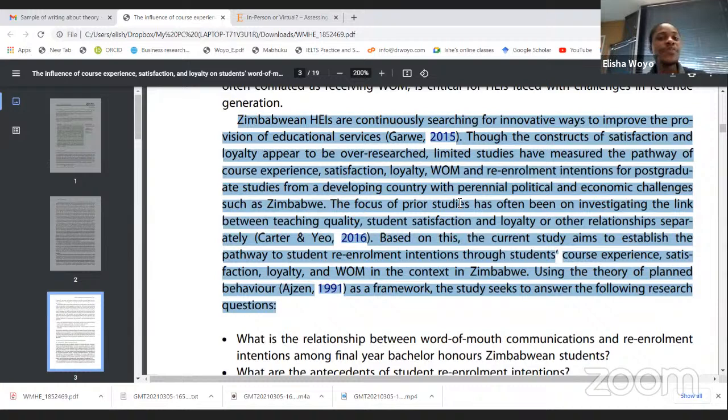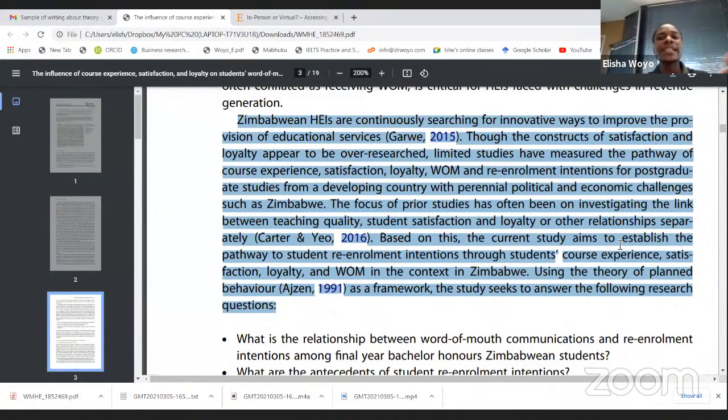The focus of previous studies has often been on investigating the link between teaching quality, student satisfaction, loyalty, and other relationships separately, which is not our focus. Based on this, the current study aims to, remember I was saying, in your background of study or in your introduction, you should state the overall broad aim of your work.